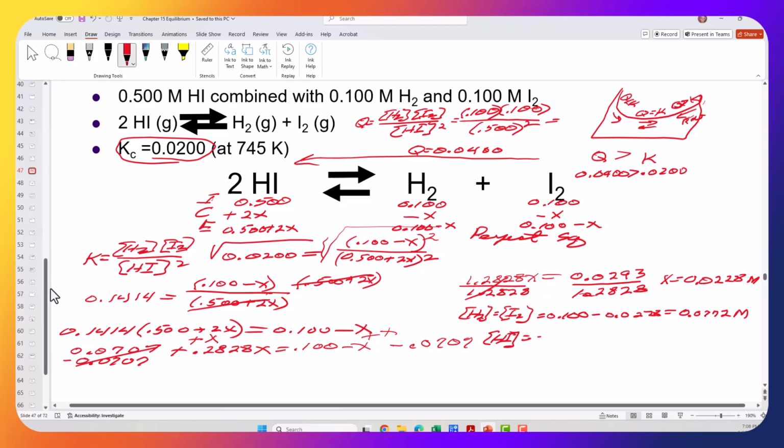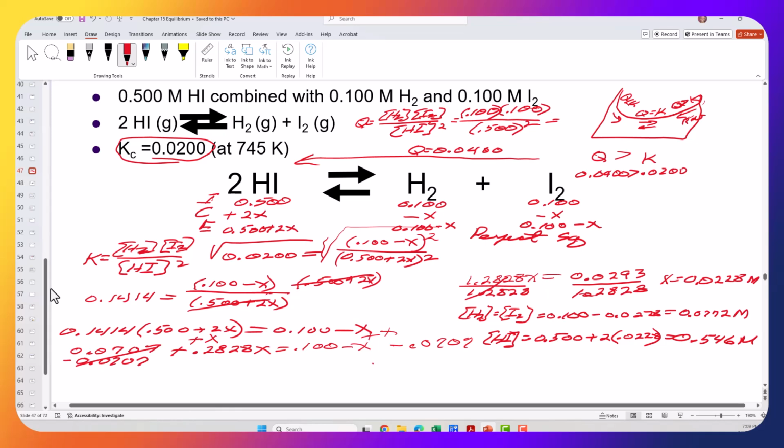That's going to be 0.500 plus 2x, which is 2 times 0.0228. And let's do that. 0.5 plus 2 times 0.0228. And that gives me, looks like 0.546. So I have 0.546 molar at equilibrium for my HI concentration.